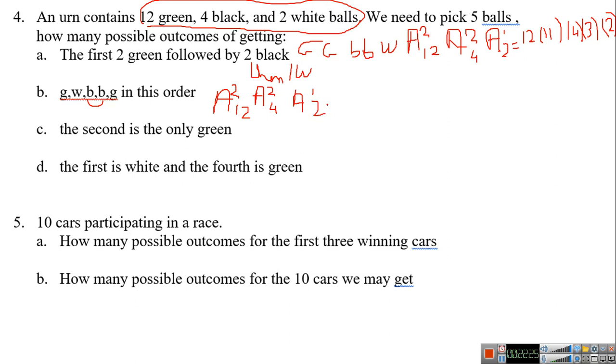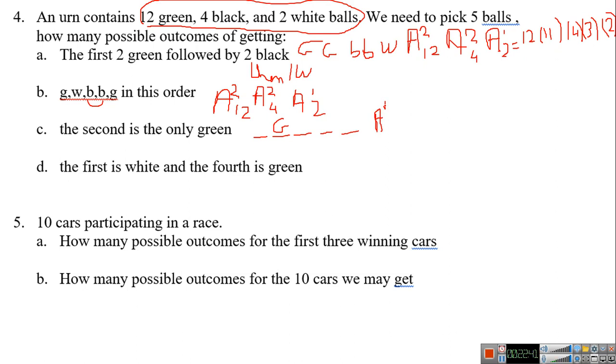Okay. The second one is the only green. I want to pick 5. So I don't have order important because the second one is green. So how many green do I have? I have it in the second row, in the second position.